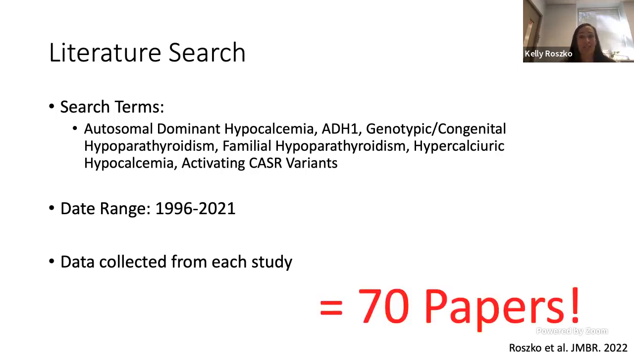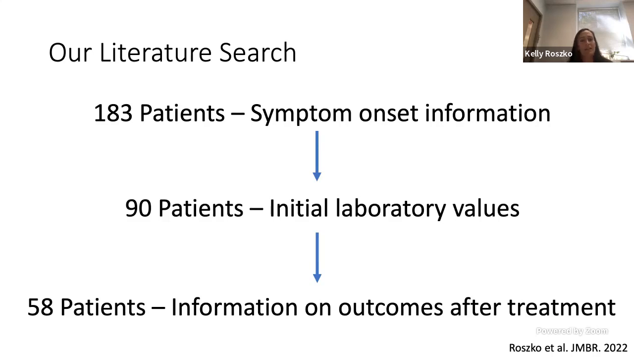And then we went through each study and collected data from each study to put it together. And this search actually brought us to 70 papers that we could compile data from to look at the patients that they describe. So in our study, we have 183 patients who had information about the symptom onset of ADH1, when they got their symptoms and how that was diagnosed. We had 90 patients who actually had initial laboratory values that were published in the papers, and 58 patients who had information about the outcomes after their treatment that we could put together to learn more about treatment and outcomes.